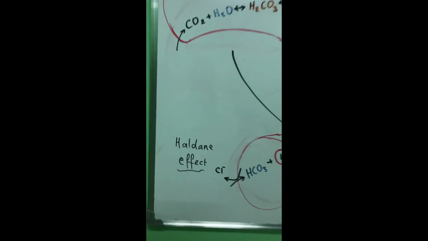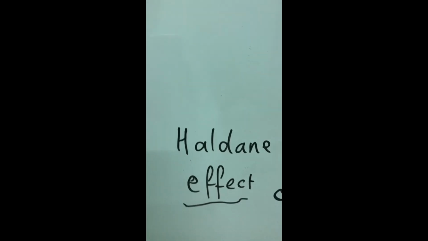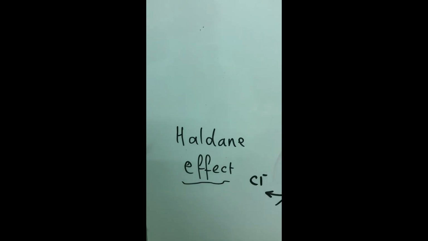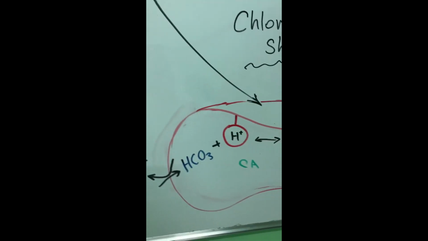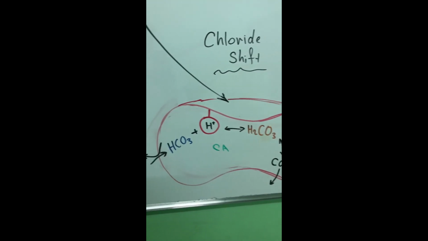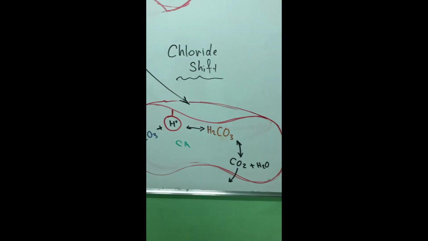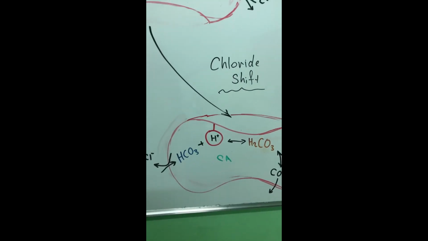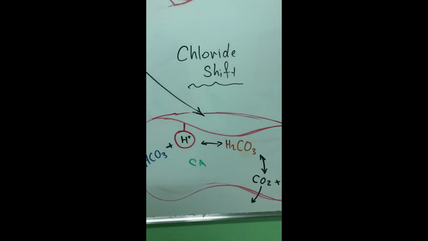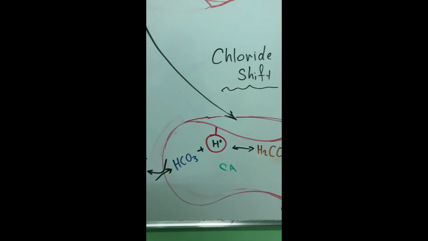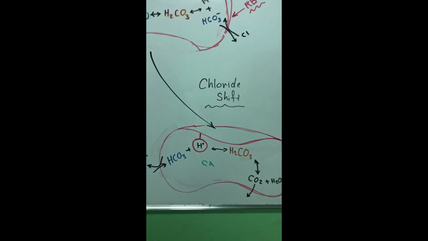Another mechanism is the Haldane effect. The Haldane effect means that when the RBCs are in a medium with high partial pressure of O2, this will decrease their ability to carry CO2 and thus will release CO2 out of them.